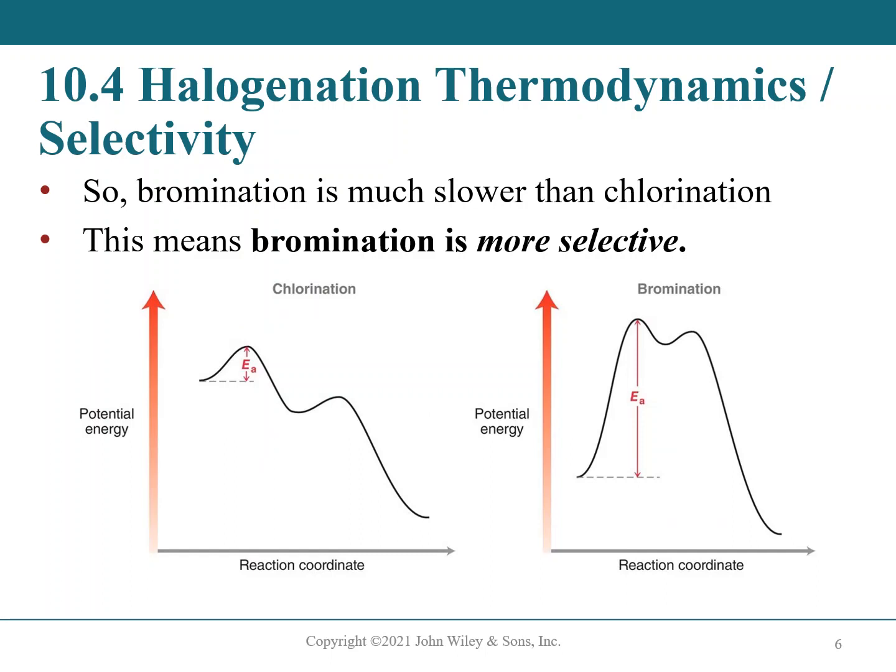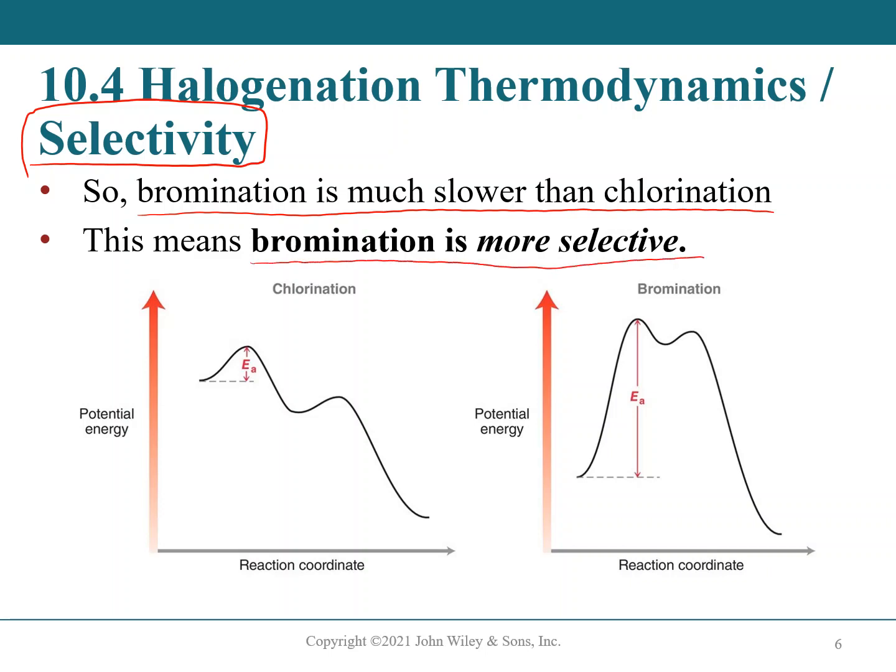So let's take a closer look at the chlorination versus the bromination in terms of selectivity, right? We just discussed how the bromination step is endothermic in the first step, and additionally, it releases less energy, right? It's less exothermic than the chlorination reaction. And because of that, the overall bromination reaction is much slower than the chlorination. And this leads down the path to a more selective reaction. So a bromination reaction can be very selective.